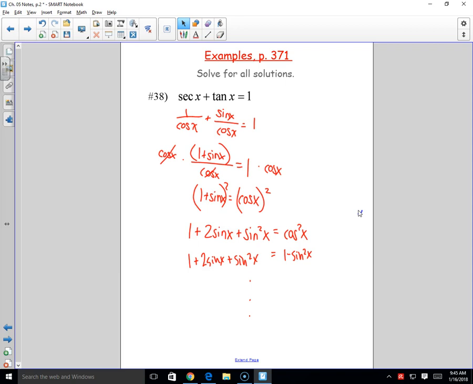Work on it for tomorrow. Have your notes close. Have your unit circle close. Use the examples to give you ideas.